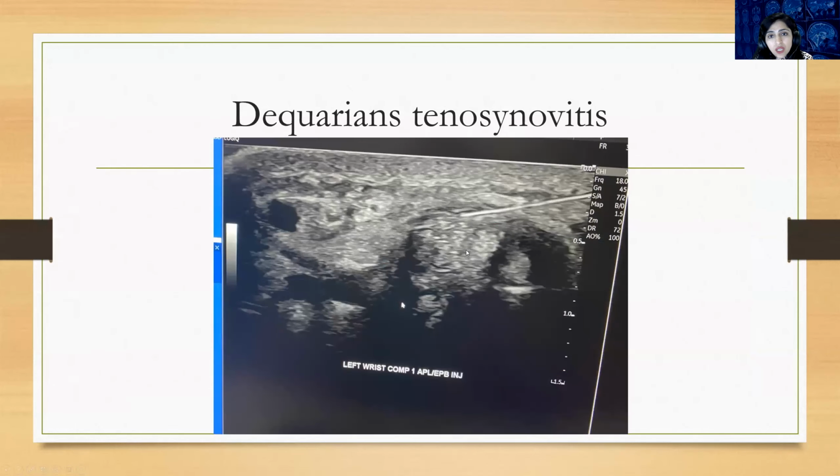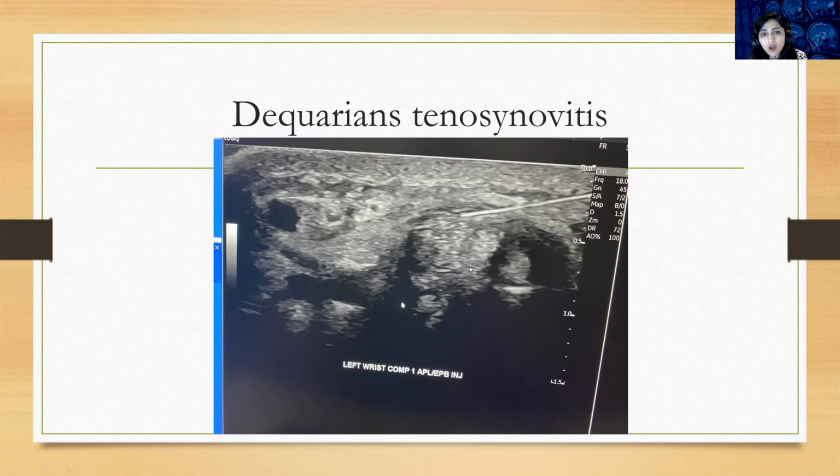So de Quervain's tenosynovitis is inflammation of the tendon sheath of the abductor pollicis longus and extensor pollicis brevis tendons, and is compartment 1. There are 6 compartments on the dorsal surface of the wrist. This is the first compartment, and this is the most commonly inflamed compartment as well.